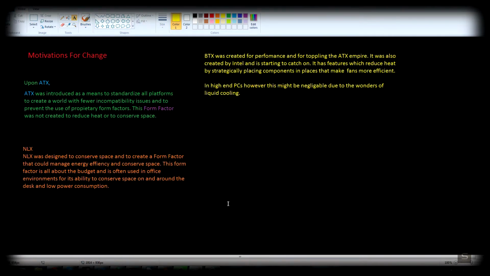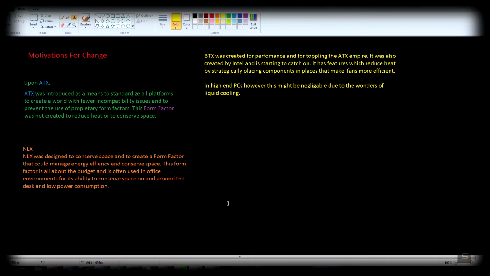So, ATX was introduced as a means to standardize all platforms to create a world with fewer incompatibility issues and to prevent the use of proprietary form factors. This form factor was not created to reduce heat or to conserve space.